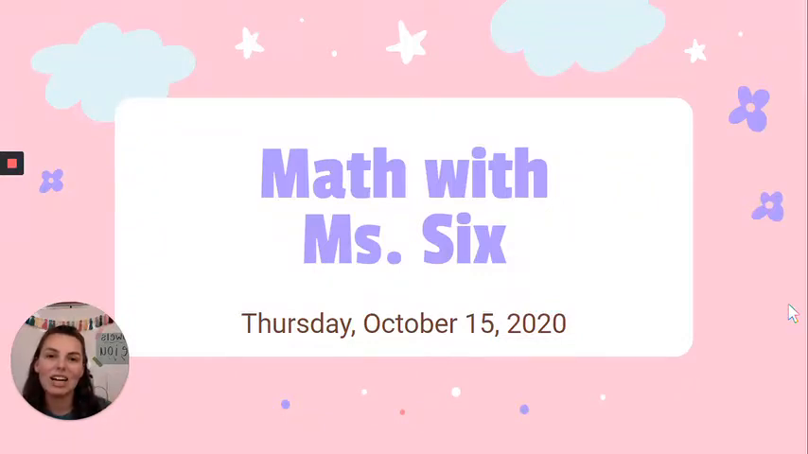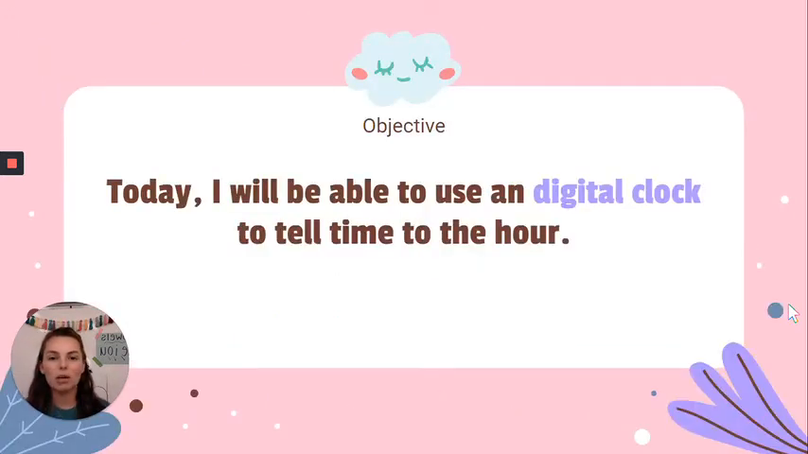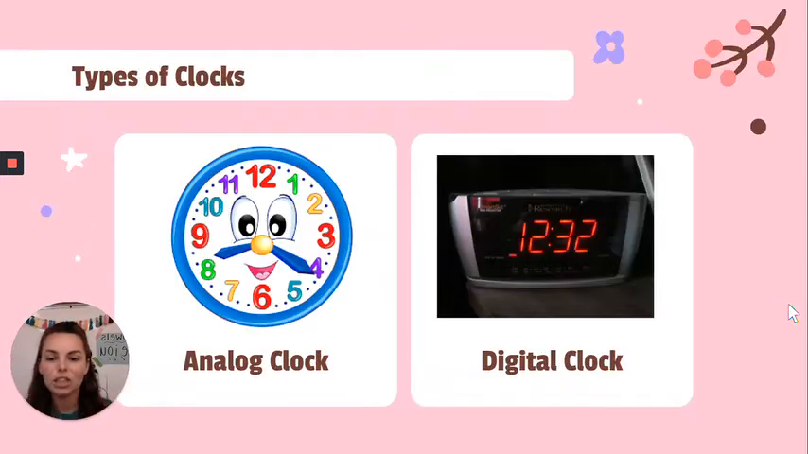Today is Thursday, October 15th, 2020. Today I will be able to use a digital clock to tell time to the hour. We've been working on analog clocks that have the hour hand and the minute hand, and now we're going to be working on digital. So we have the analog clocks, which have the hour hand, minute hand, and we see the numbers of the hours all the way around.